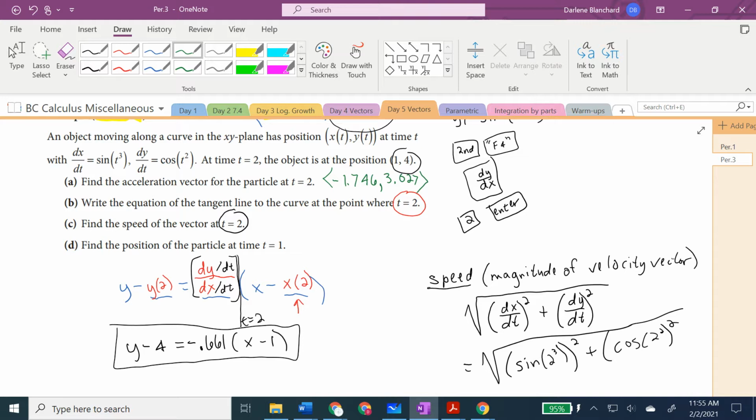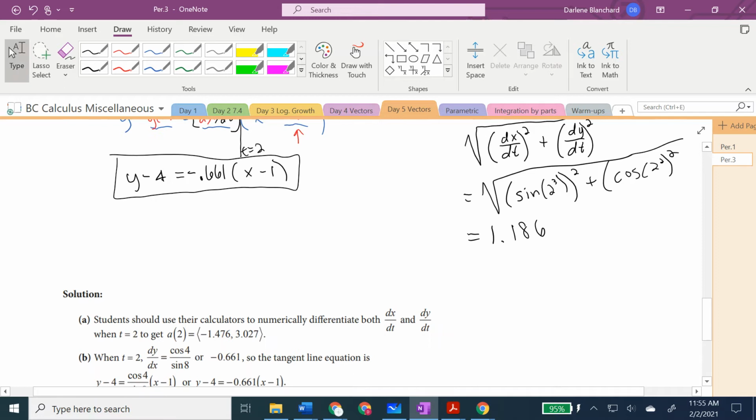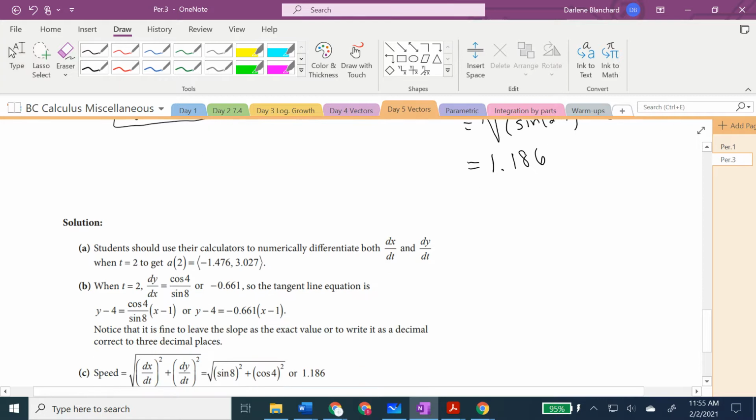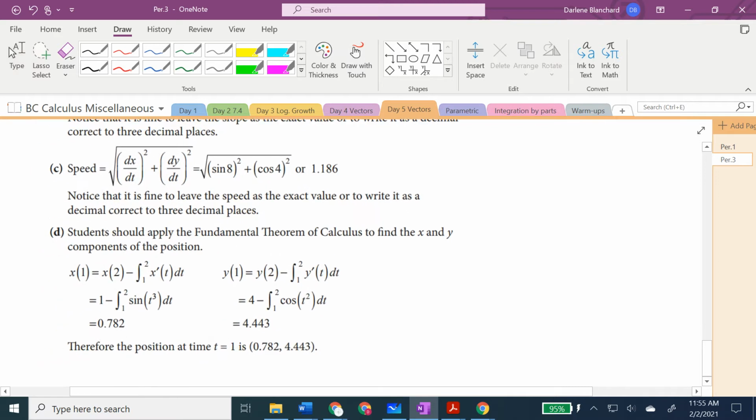Every time that happens, you're going to use the fundamental theorem of calculus. This one is a little bit trickier because you're given the position at time 2, and you need to find the position at time 1, so you're actually having to go backward. So this is one way of looking at it.